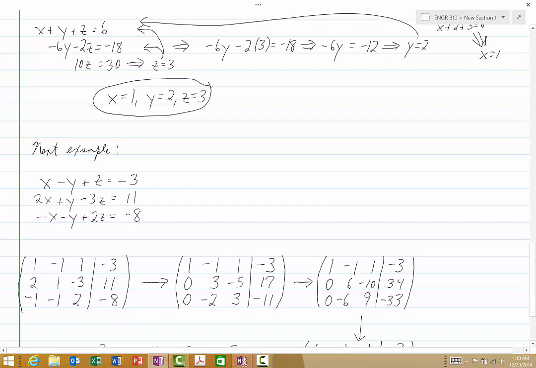Negative 2 times 1 is negative 2, and 2 is 0. Negative 2 times negative 1 is 2, plus 1 is 3. Negative 2 times 1 is negative 2, and negative 3 is negative 5. And negative 2 times negative 3 is 6, plus 11 is 17. And then to get rid of this negative 1, we merely add the first row to the last row. So 1 and negative 1 is 0. Negative 1 and negative 1 is negative 2. 1 and 2 is 3. Negative 3 and negative 8 is negative 11.